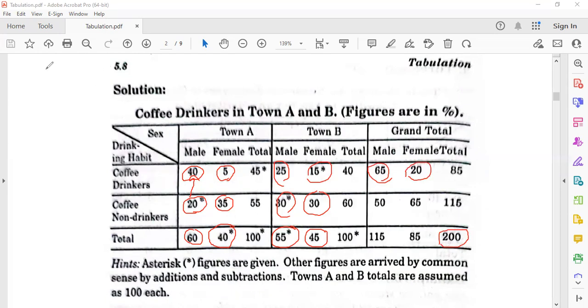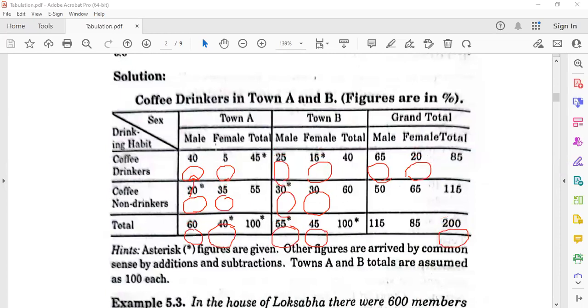So this is how you have to solve the problem. Now it is very clearly given that the numbers marked by the asterisk, the star mark, are the values given in the problem. So whenever any problem is given in statistics, first of all make a note of all the values which are given. So two things you have to make a note of: what is given and what is not given. When you understand what is given, what is not given can be easily found out.